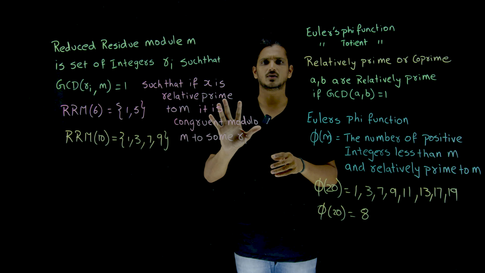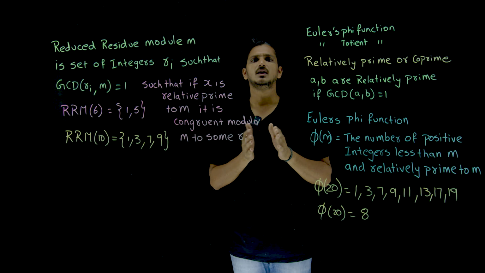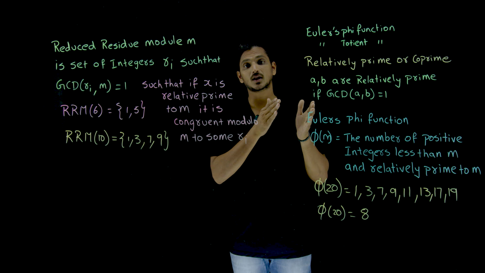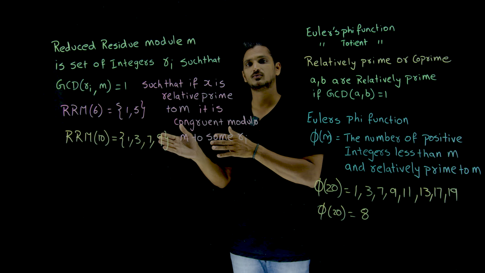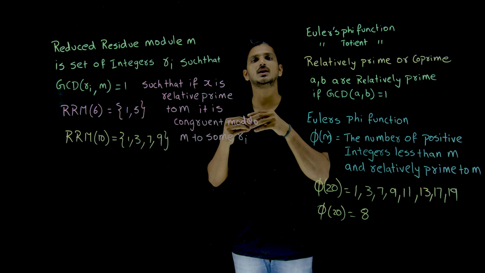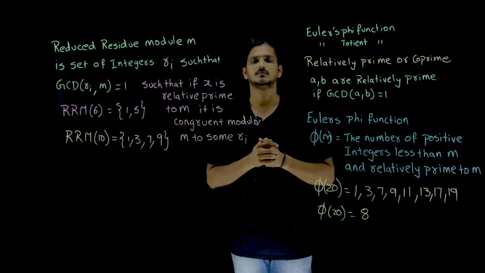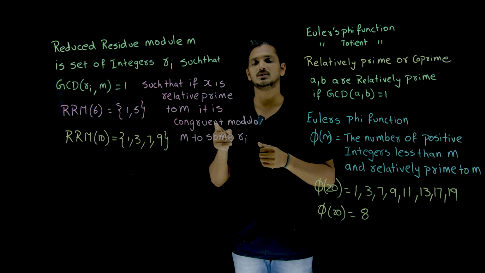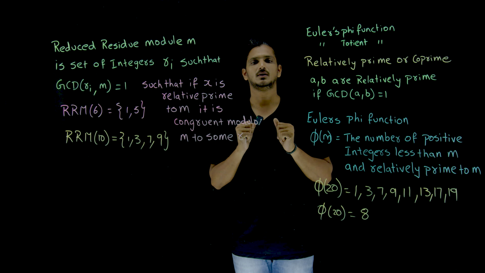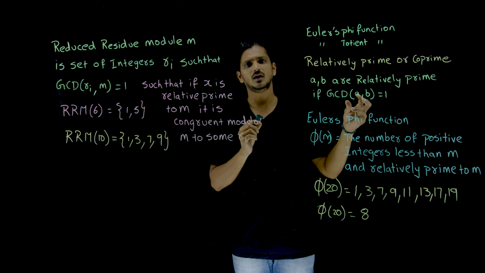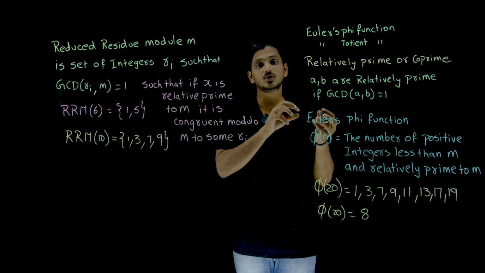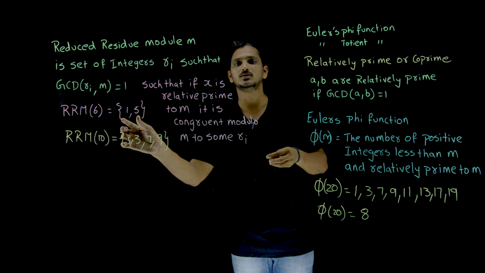If you don't understand all this, forget about all this. If you want to identify the reduced residue modulo of 6, take the positive numbers that are less than 6, which are 1, 2, 3, 4, 5. Out of these, select the numbers that are relatively prime to 6. That means GCD of 1 comma 6 is equal to 1, GCD of 5 comma 6 is equal to 1. You select those numbers. Above 6, you consider any number. If you do the congruence modulo, it is going to give you one of the values in this reduced residue modulo.